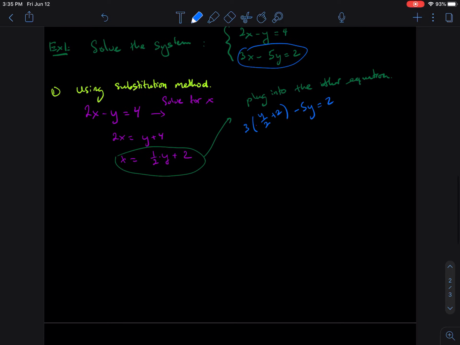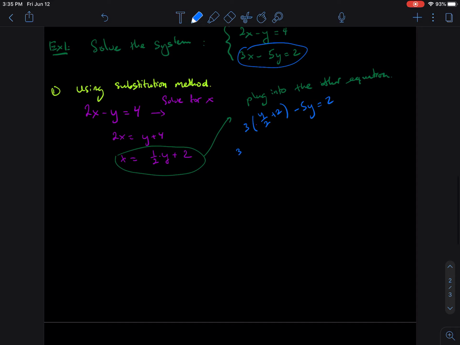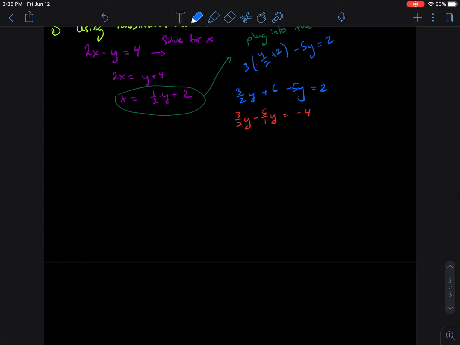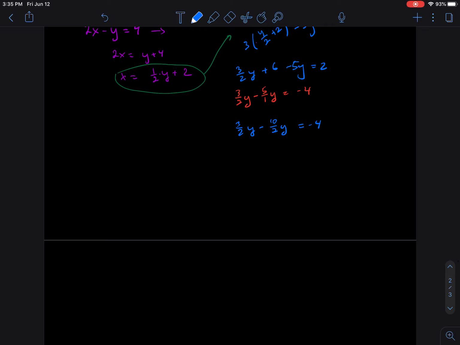Okay, so now I can solve for y. Distribute the 3, I should get 3 over 2 y plus 6 minus 5y equal to 2. So I can combine the y terms and then subtract the 6 to the other side. If I subtract the 6 to the other side, I'm going to get -4. And then I can turn this -5y into -5y over 1, so I can find a common denominator here. The common denominator is 2. So that would be 3 over 2 y minus 10 over 2 y equal to -4. And then that will give me -7 over 2 y equal to -4.